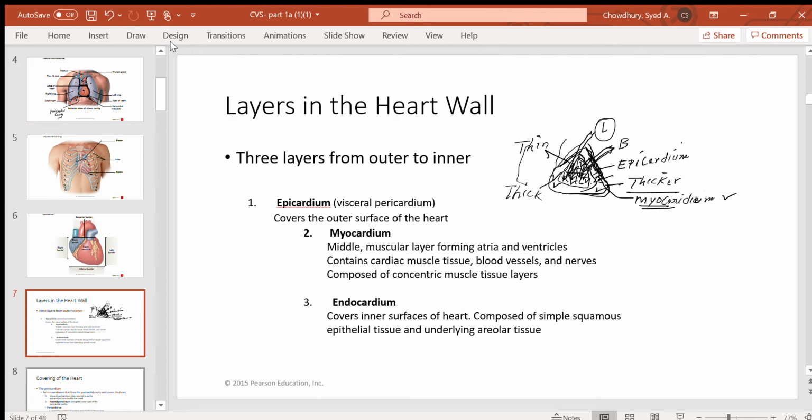And then the innermost layer is again a very thin layer, that is the endo. Endo means inside, right? Endocardium. Okay, so those are the three layers: outermost epicardium, middle thick layer is the myocardium, and innermost thin layer is the endocardium. Okay, and the contraction is given by the myocardium, the middle thick layer.